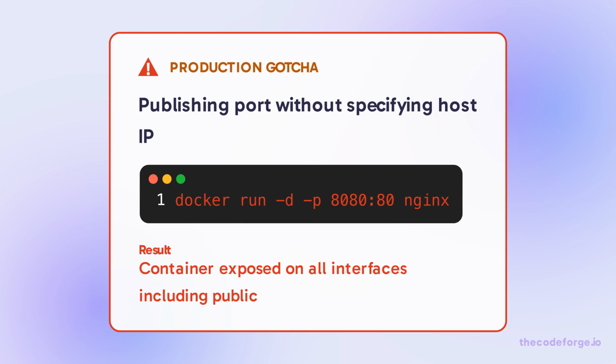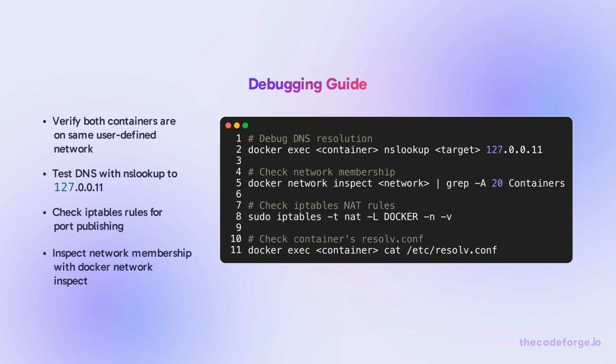By default, -p binds to 0.0.0.0, meaning the port is accessible on all host interfaces, including public ones. Always specify the host IP, e.g., -p 127.0.0.1:8080 for development services. To debug networking issues, first verify both containers are on the same user-defined network.